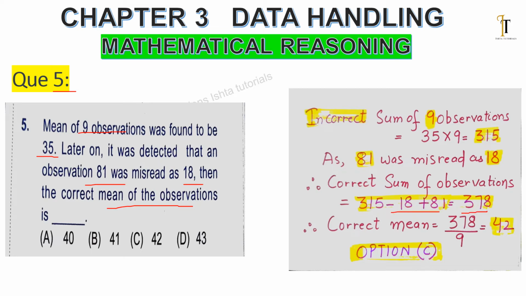Now finally you need to find the mean. So mean is the sum of observations upon the number of observations. Now we have 378 as the sum of observations, divided by the number of observations, that is 9. So 378 by 9 is equal to 42. Let's check in the options. So it's option C.